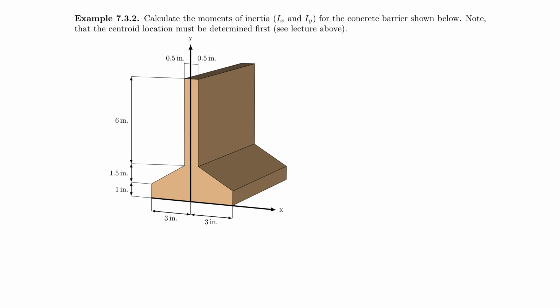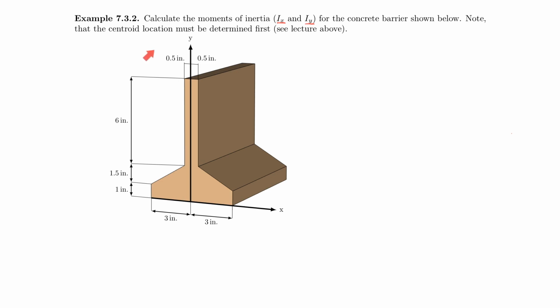First of all, let's look at the problem statement. We need to calculate Ix and Iy for the concrete barrier. I'll be honest with you, these dimensions here are not conducive towards concrete, for sure not. It would be way too small for a real concrete barrier, but the concept still applies. For a real concrete barrier, this would probably be more in dimensions of feet or something like that. However, to get the educational point across, we can easily do that.